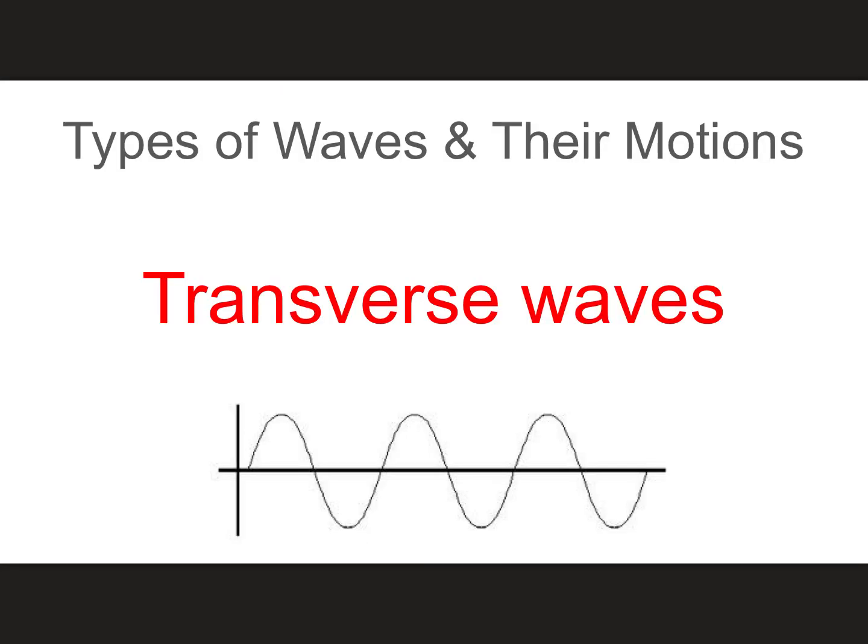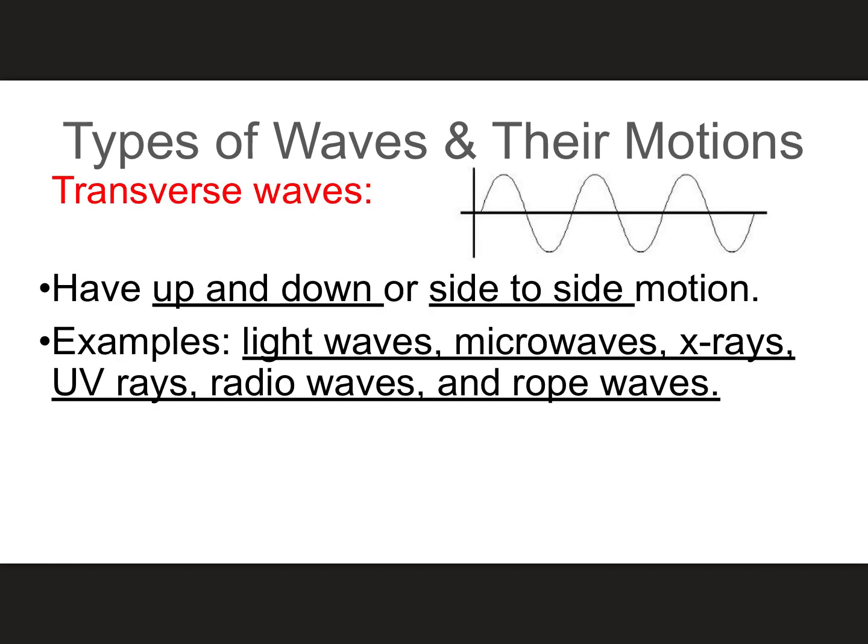So there are transverse waves, and this is what transverse waves look like. Transverse waves have up and down or side-to-side motion. Examples of these types of waves are light waves, microwaves, X-rays, UV rays, radio waves, and rope waves. So this is like, for example, if you're at the gym and you're whipping away a rope up and down, that's an example of a transverse wave.